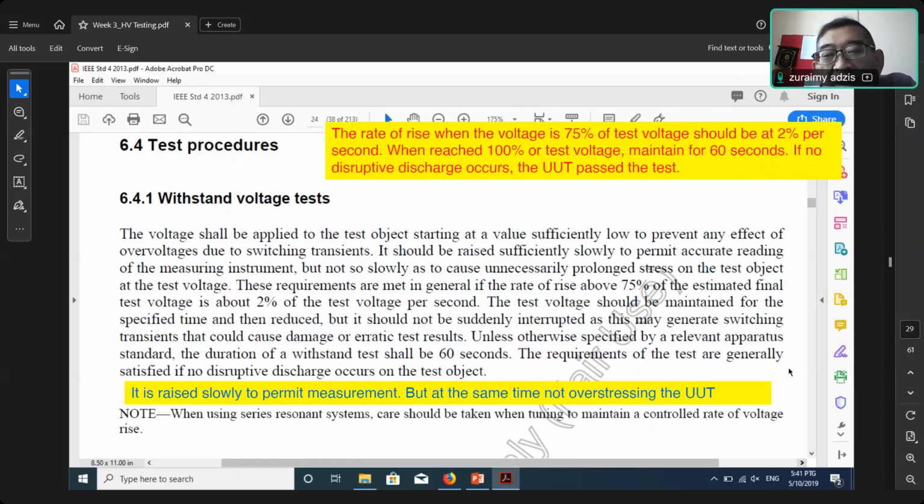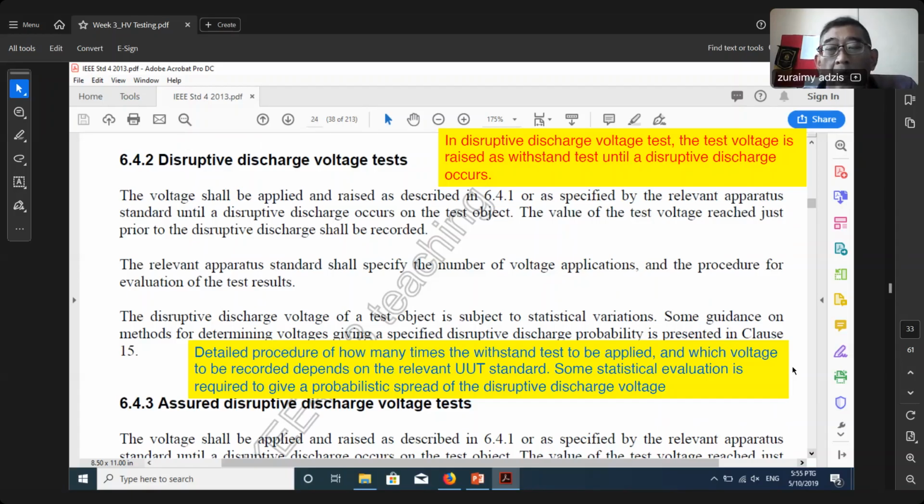So first is the withstand voltage test. You inject a voltage, either DC or AC, and then you see whether it withstands for 60 seconds or 5 minutes, according to the product standard that you refer to, which means the cable standard, the transformer standard, or the switchgear standard. The time it has to withstand differs. So 6.4.1 is the withstand voltage test, while 6.4.2 is the disruptive discharge voltage test, right?